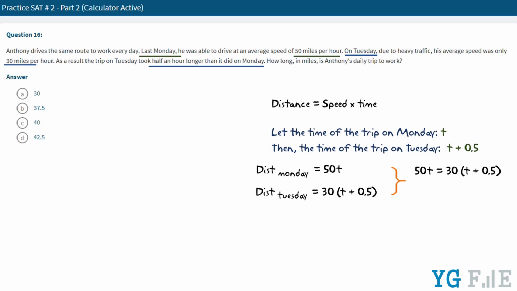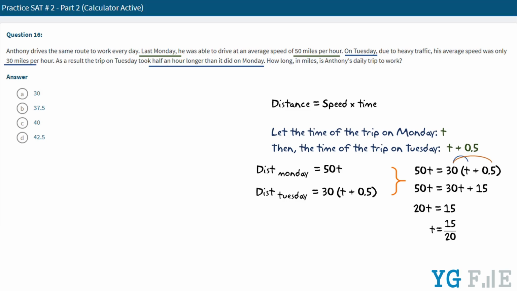To solve this equation, first we can multiply the right side using the distributive property, which is 30 times t and 30 times a half. So we have 50t is equal to 30t plus 15. Subtracting 30t from both sides, we have 20t is equal to 15. Then the value of t is equal to 15 divided by 20.